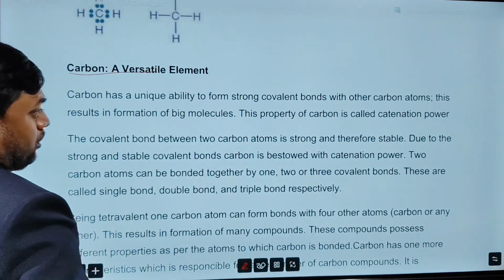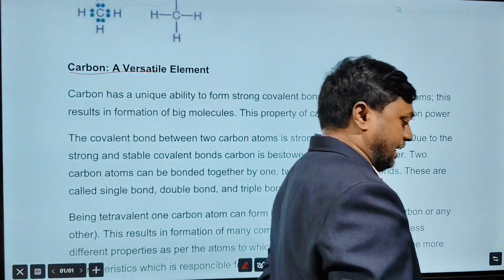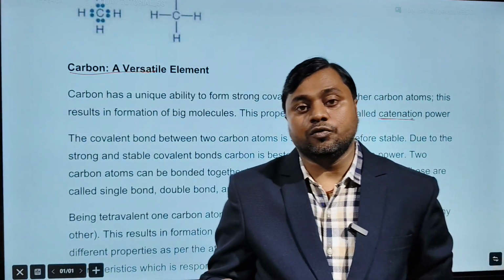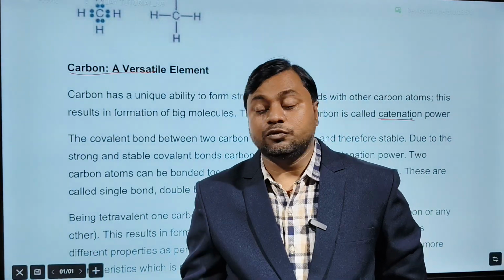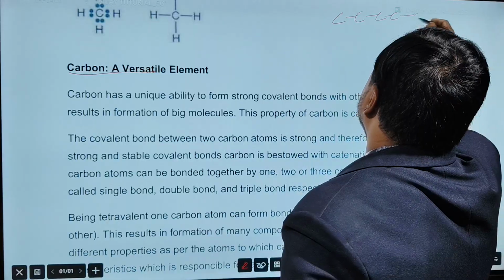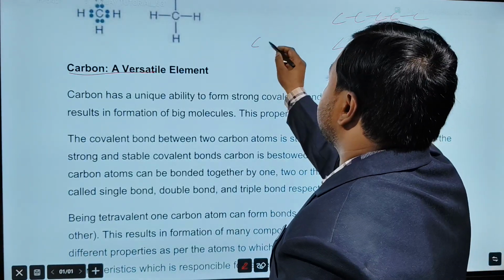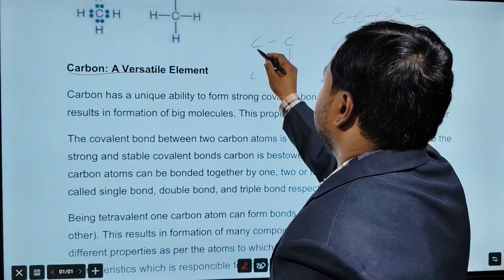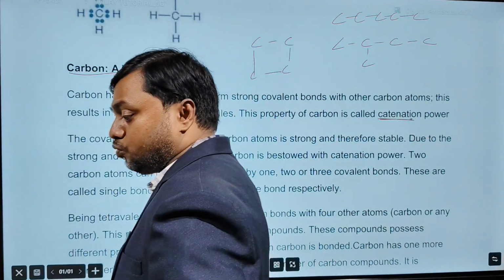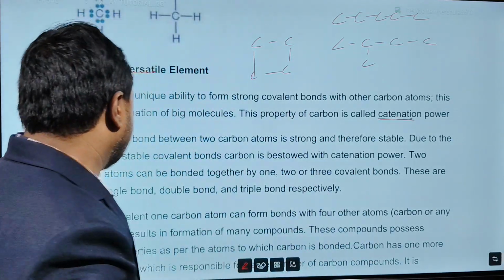First one is catenation. Try to understand what is catenation. It is a self-linking property of carbon atom, due to which it forms long straight chains. It can form branched chains also, like this, and it can form cyclic chains. This tendency of carbon atom to form long straight chains, branched chains, and cyclic chains is called catenation.